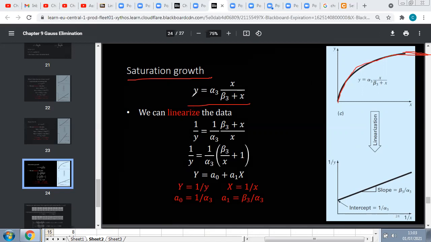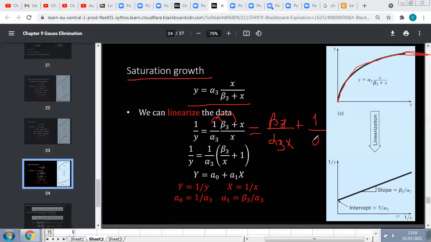All we have to do is to take the inverse of both sides. So 1 over y is equal to 1 over alpha 3 times beta 3 plus x over x. Then if I do the expansion here, I can write that this is equal to beta 3 over alpha 3 times x, plus 1 over alpha 3, because I have here x over x, it will simplify.